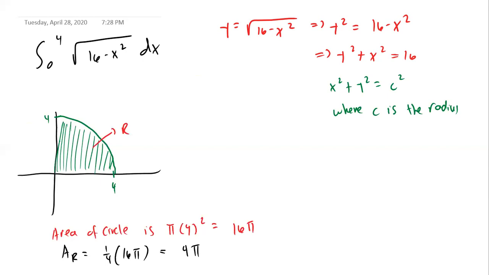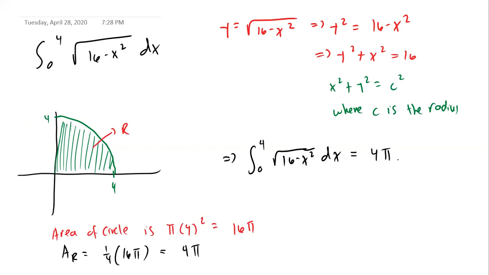Now, this region is completely above the x-axis, so when we go ahead and find the net area, we don't have to worry about subtracting any areas, because if it's above the x-axis, you just take it to be positive. So this definite integral from 0 to 4 of the square root of 16 minus x squared dx is just giving you the area of this fourth of the circle, which as we found is 4 pi.